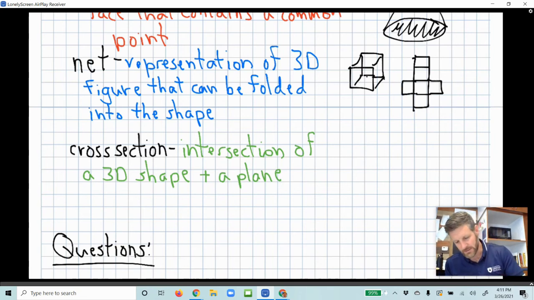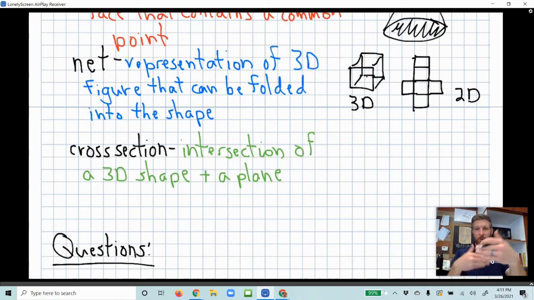Now, in this case, notice this is 3D, and this here is 2D. And imagine along all those squares, you folded it. You could fold the first 4 to make the sides, and that top one would come right on the top and create the top. And so a net represents a 3D figure as though it were in 2 dimensions, kind of like unwrapped or broken down. And we'll be doing some exercises with those.